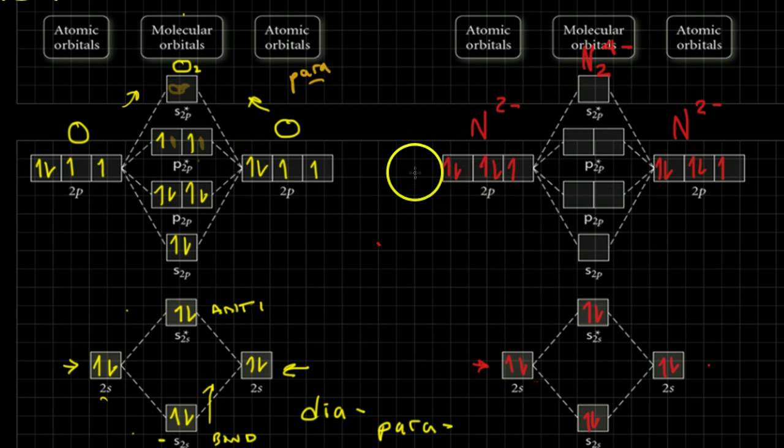Now I need to count those in, but I'm not going to do it the hard way this time. I've got 1, 2, 3, 4, 5 on each side. That means I've got 10 to count in, right? So let's start counting. 1, 2, 3, 4, 5, 6, 7, 8, 9, 10. Okay, that is still paramagnetic. Let's make sure I counted those right. 2, 4, 6, 8, 10. Yeah, I really wish I had made that stronger.